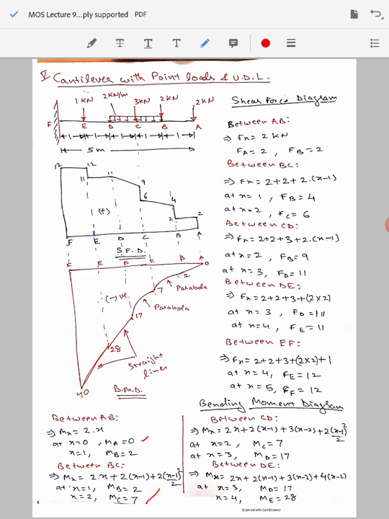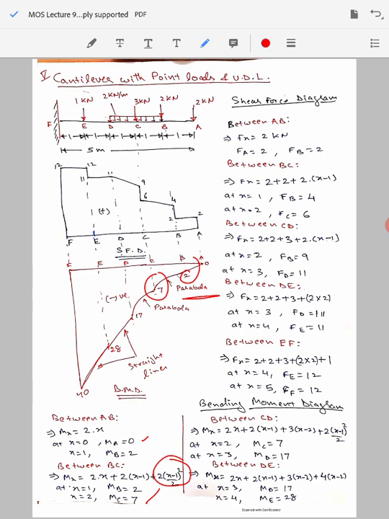And then you go and see that MC is 7, and between points B and C, as you are getting a quadratic relation, you will get a parabolic variation. So here the value is 2, here the value is 7, but in between points B and C there will be a parabolic variation. It's not a straight line, just mind it.